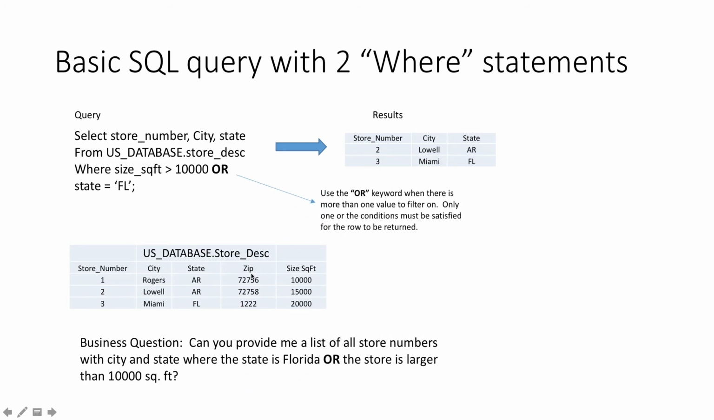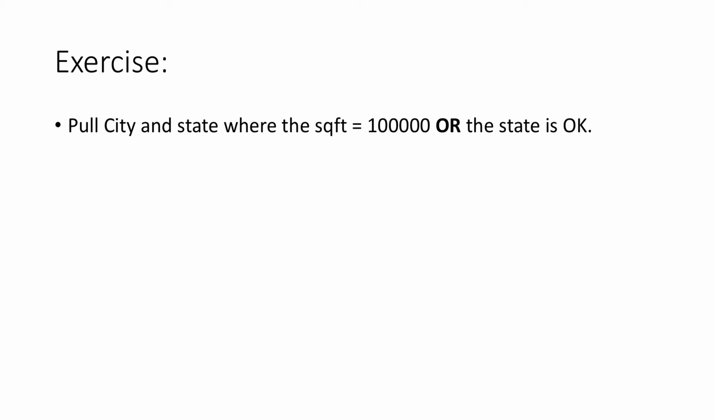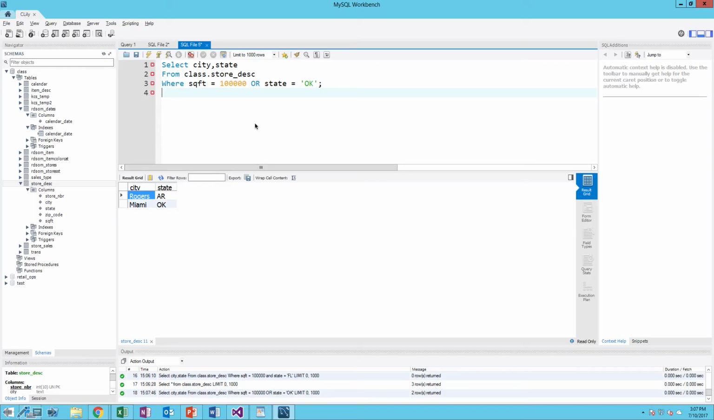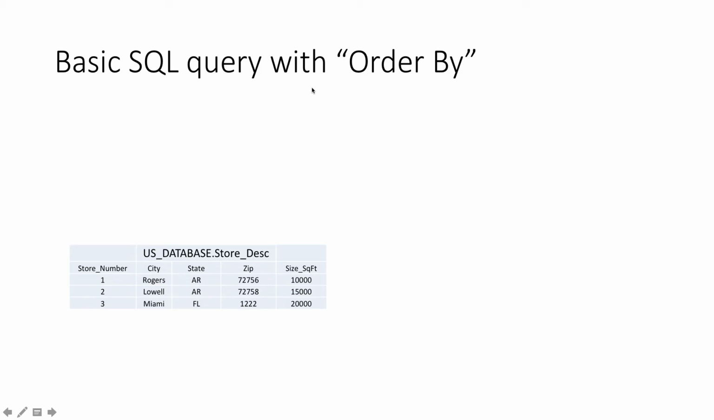And that's the or keyword. And this exercise is very similar to what we just did in the example. We pull city and state from the store desk table where square foot equals that or state equals Oklahoma. So now we know how to pull data from a table. We know how to filter data using the and or the or keyword. And we know how to use multiple conditions.